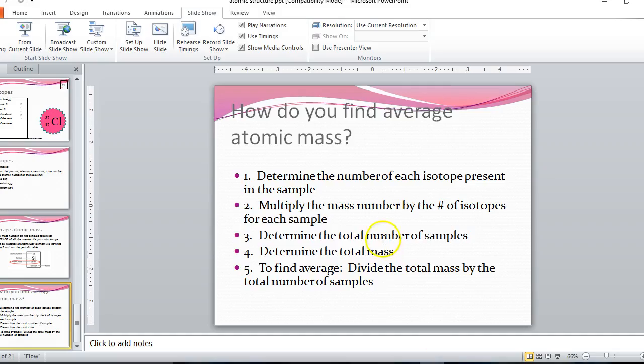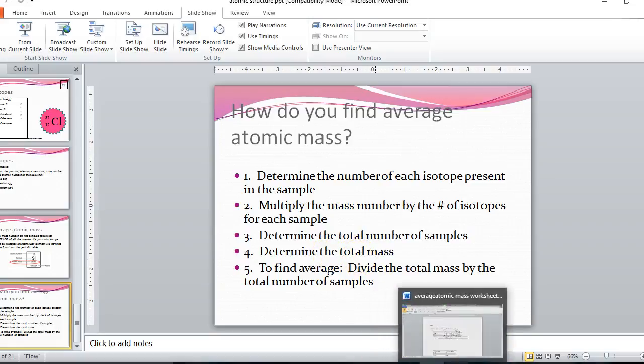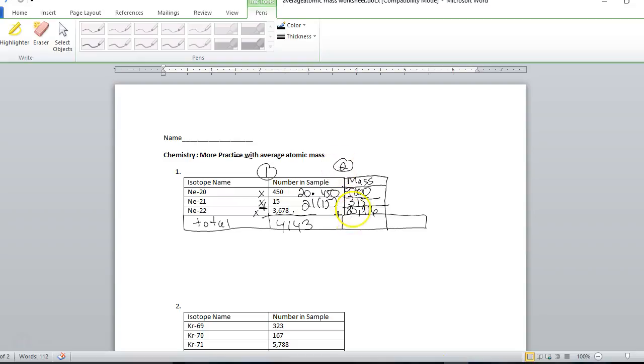So that's what determined the total number of samples. We did that, then determined the total mass. We're going to figure out the total mass now by adding up these results here. So 9,000 plus 315 plus 80,916. So your total mass should be 90,231. Oops, that's a 231.